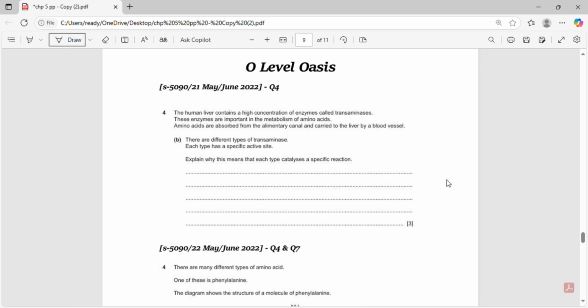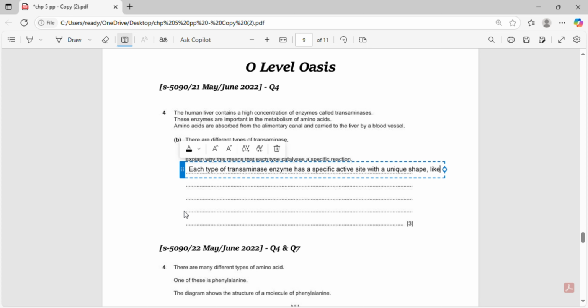Each type has a specific active site, and they're asking us to explain why this means that each type catalyzes a specific reaction. Now, according to the mark scheme, there are 5 possible points listed, and you just need to mention any 3 of them to get full marks. So, we write, each type of transaminase enzyme has a specific active site with a unique shape, like a lock in the lock and key model.